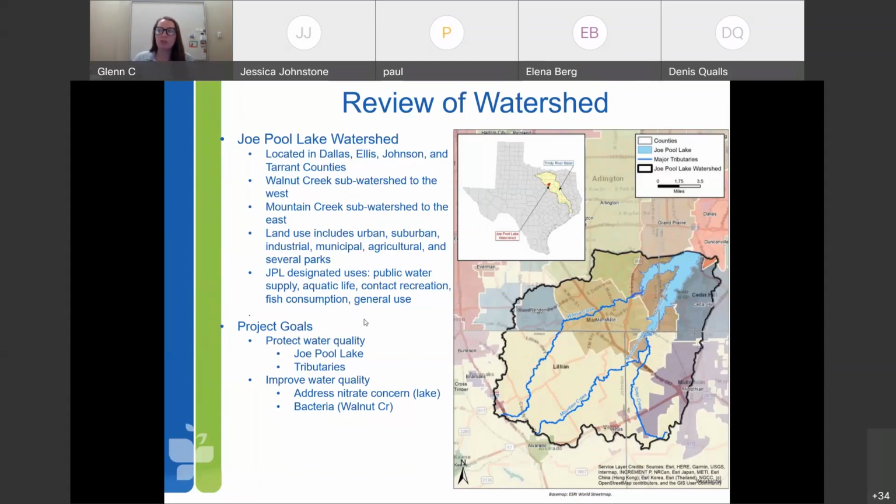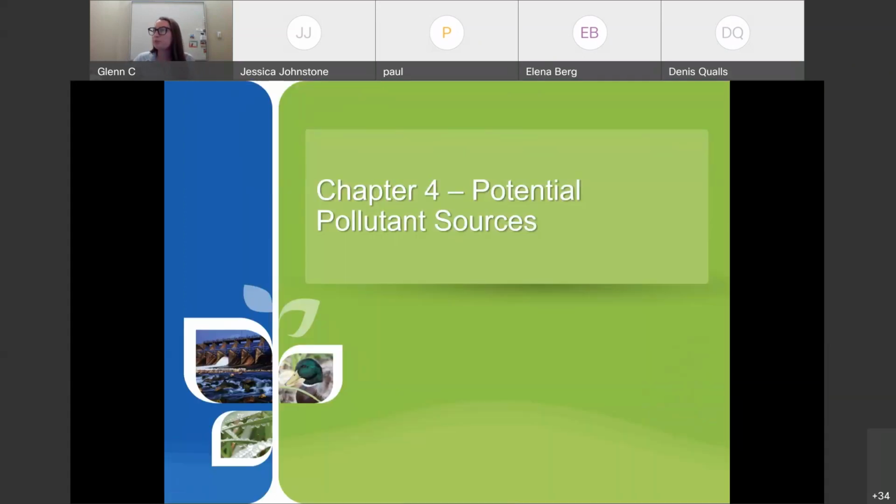And so overall, the project goals are to protect the water quality in Joe Pool Lake, as well as in the tributaries, and then to improve the water quality to address the nitrate concern in the Mountain Creek arm and the bacteria impairment on Walnut Creek. But both of those have since been removed as of 2020.